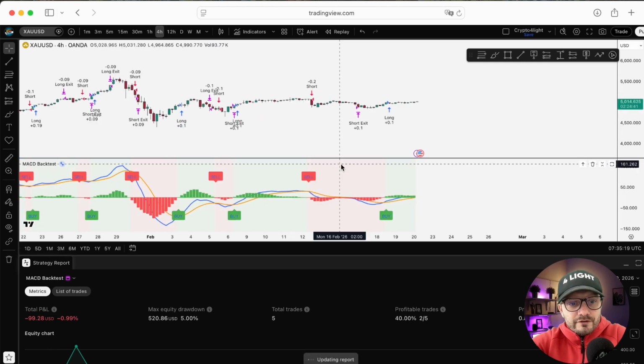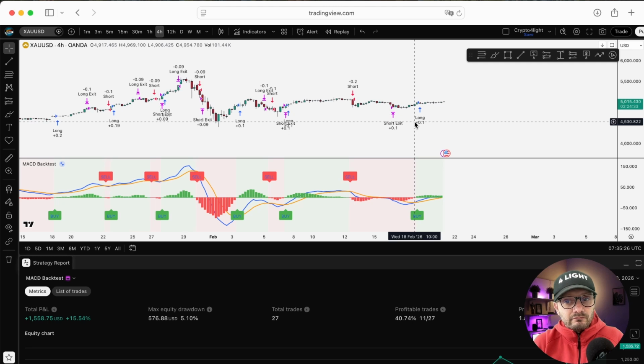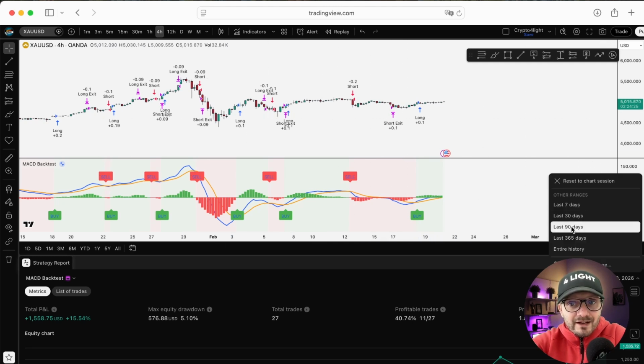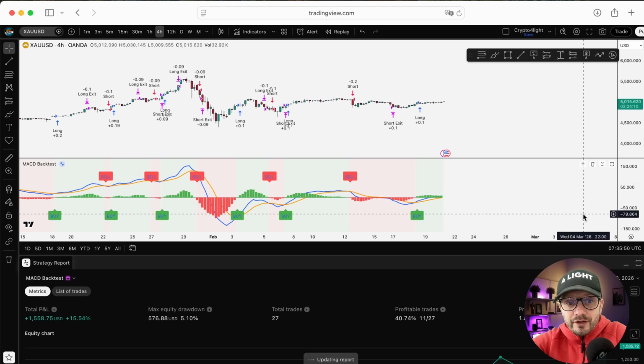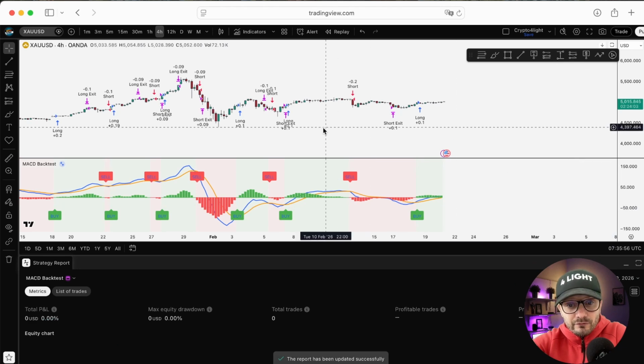4-hour time frame. Wow, the same condition, but different assets, gold and Ethereum. And gold could show us in the last 90 days, with 27 trades, 15% profit, 1K 500. In the last 30 days, 6% profit. In the last 7 days, 0.